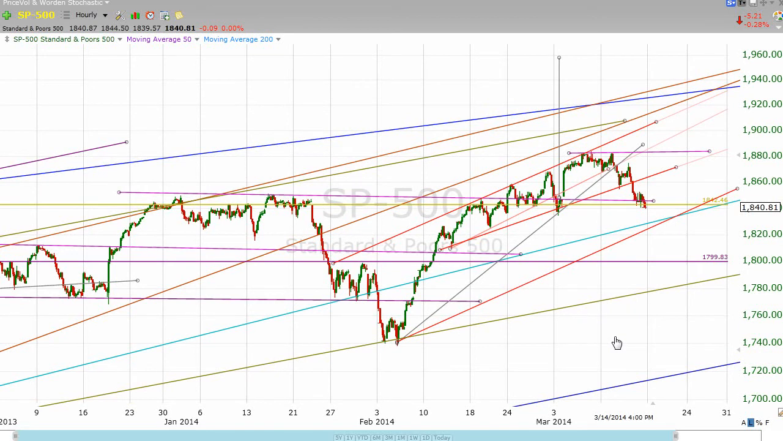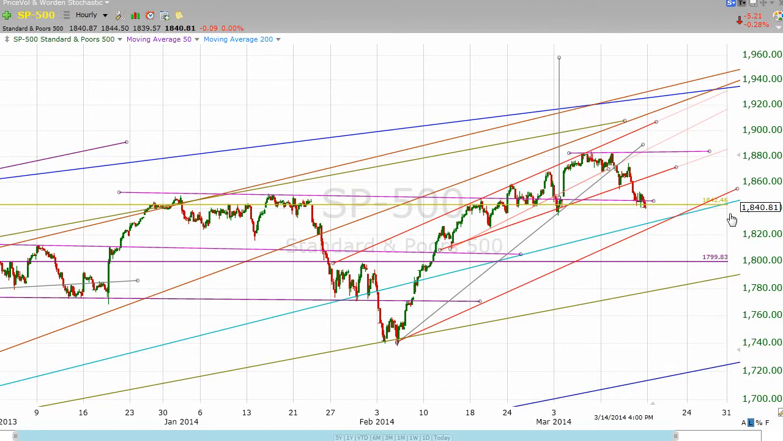And we may actually be forming, as nice as this kind of looks like, that kind of shortened inverted head and shoulders pattern that we've been seeing a lot of. And that's got a nice target up there at 1958. I'm not getting rid of that yet.